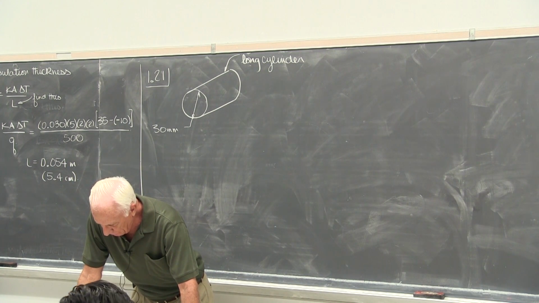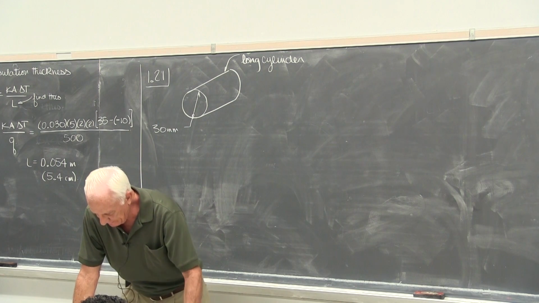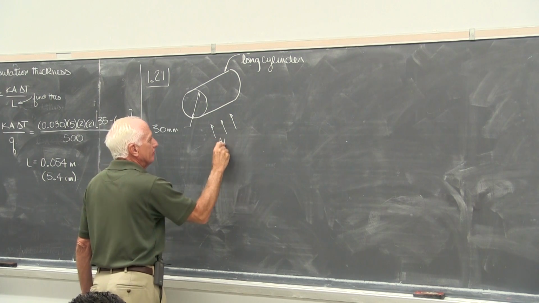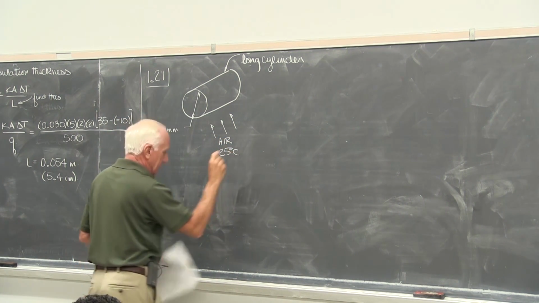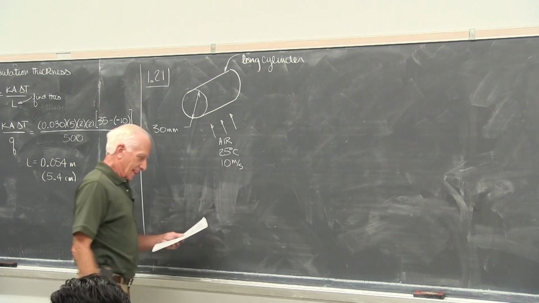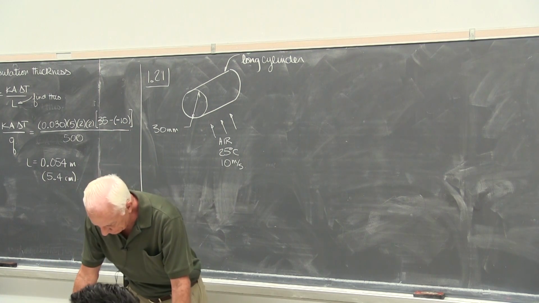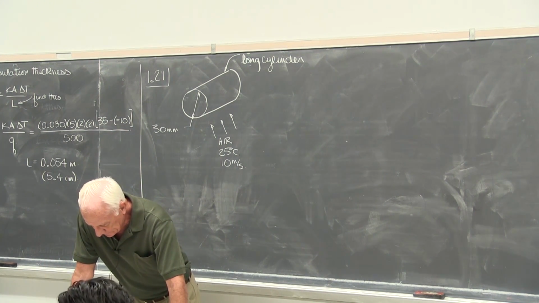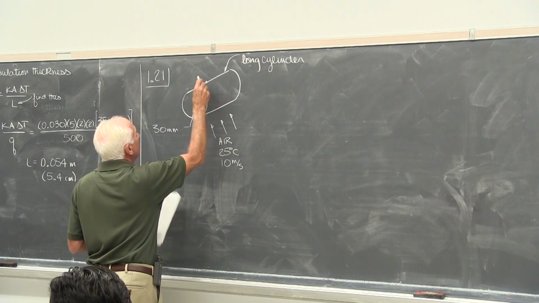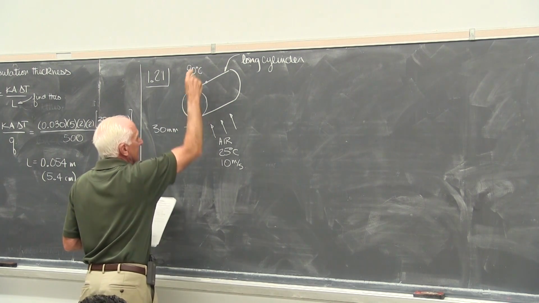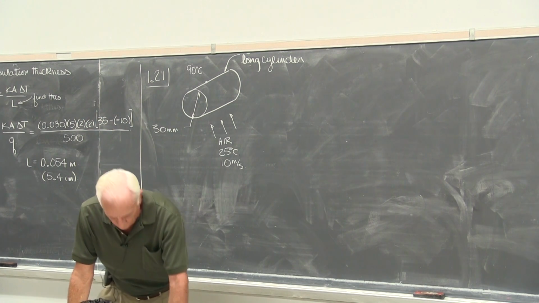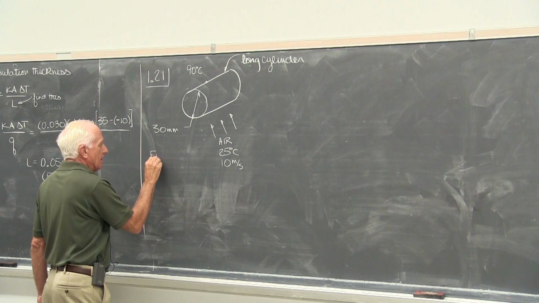Air flows over the cylinder at 25 degrees C. And the velocity of the air is 10 meters per second. You want to keep the surface temperature at 90 degrees C. Okay, the air is at 25. What should the value of H be?